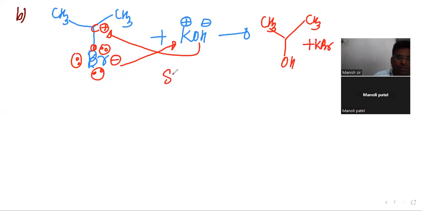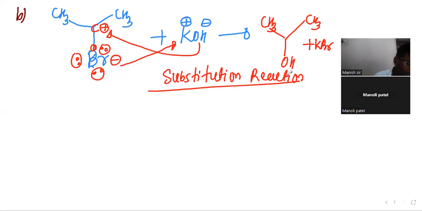So this is called substitution reaction, right? Now see the third option. The third option is cyclohexene, given with a double bond.